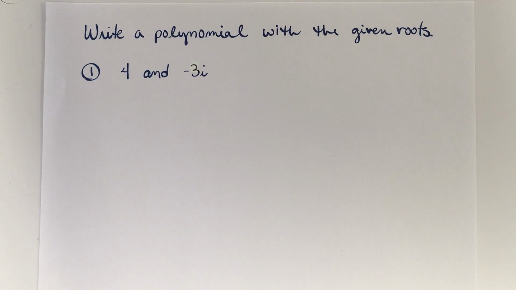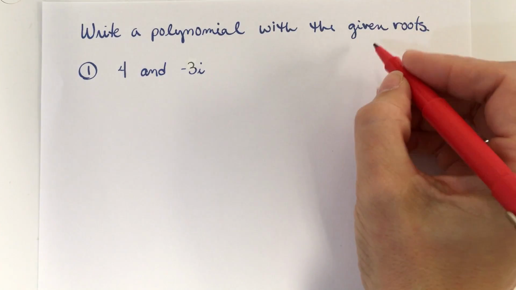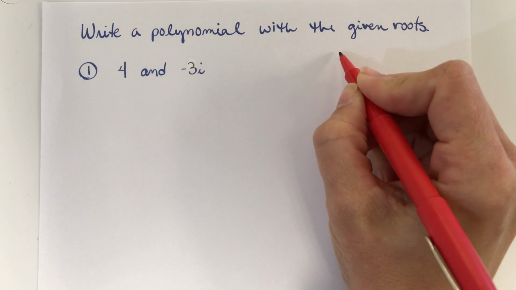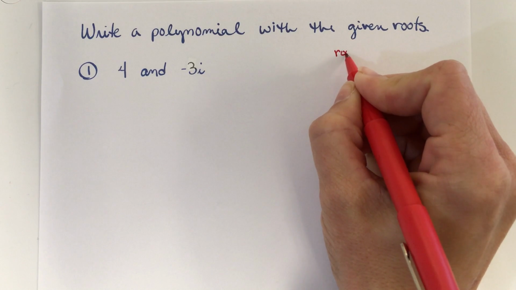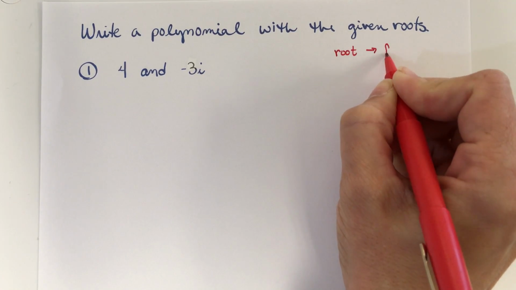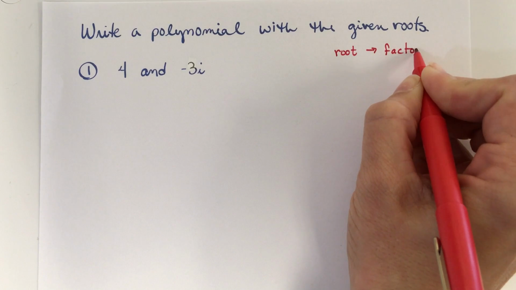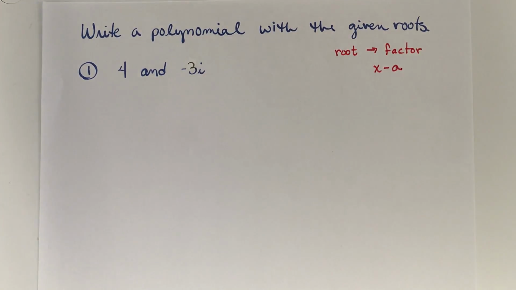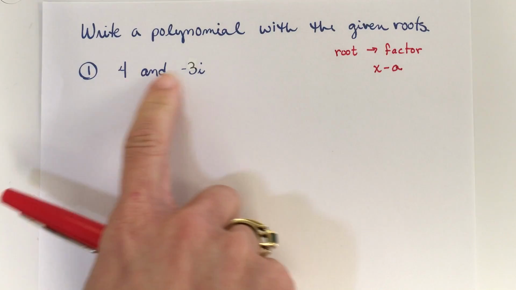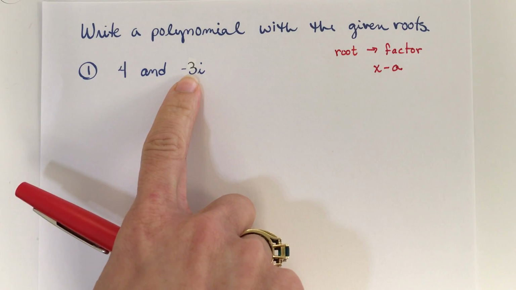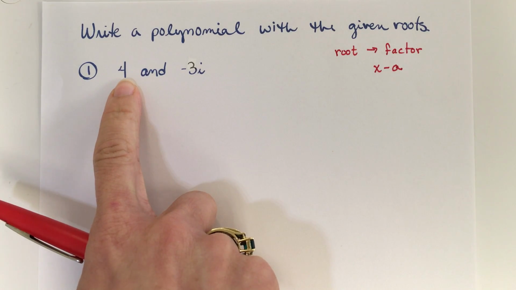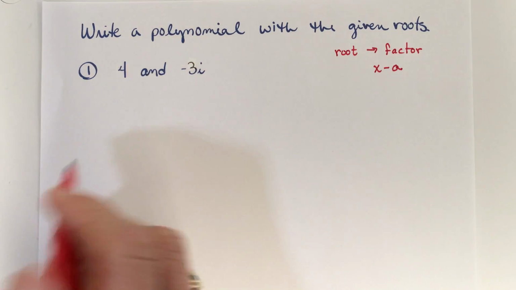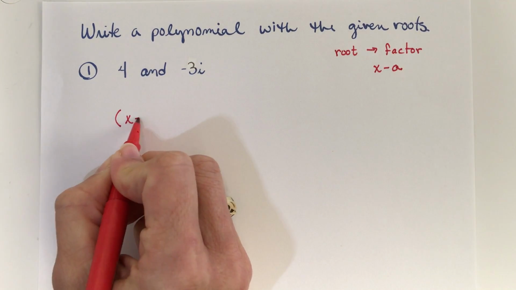One thing that I need you to keep in mind is that when you're going from the root to the factor, because that's going to be one of the steps we're going to do, you have to write it in the form of x minus a, okay? These are the a's that we're talking about. Okay, so start with your 4. So if I were to plug the 4 into this x minus a, that means I'm going to have x minus 4.